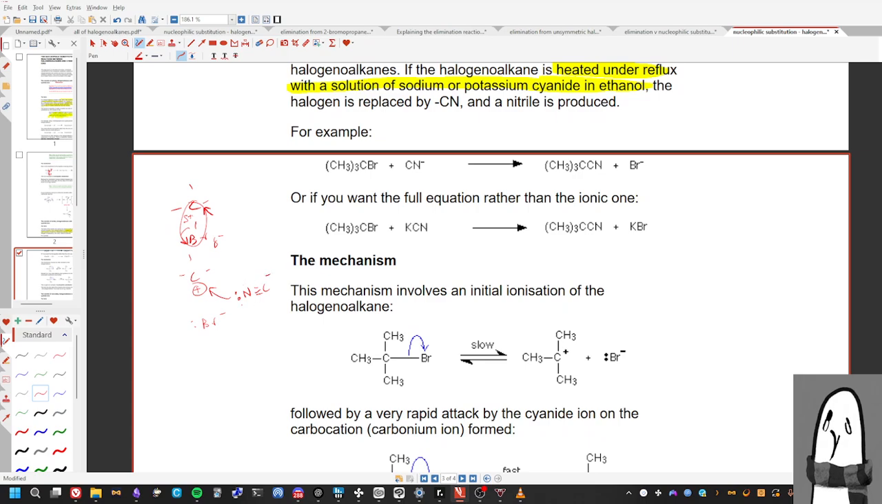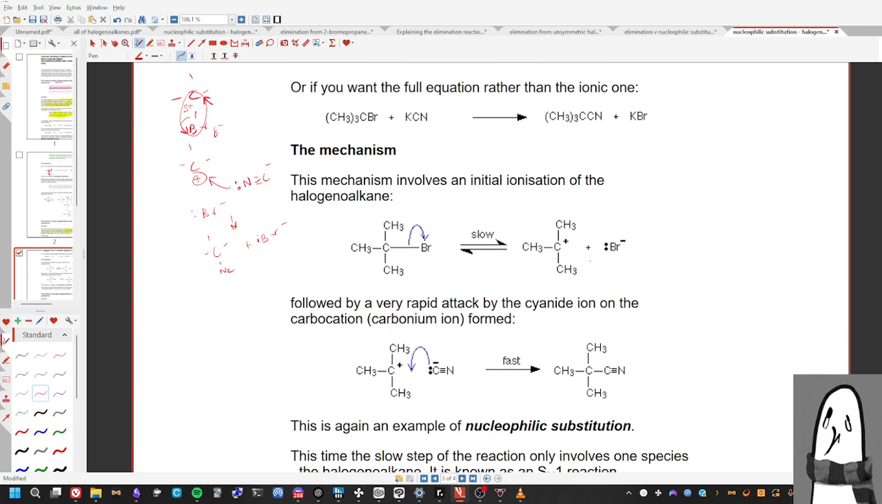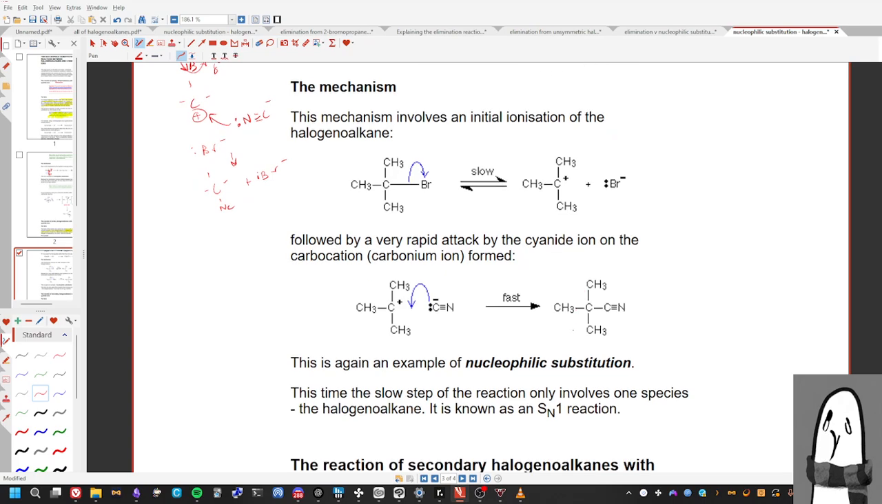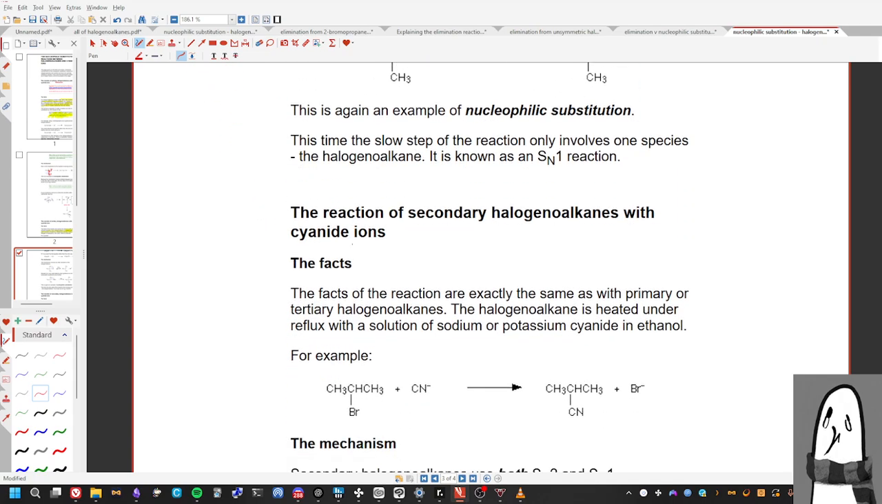I don't think it really matters which way around. Your slow step will be this breaking off, leaving the positive carbon and the negative Br. Then the C of the CN, the one with the negative charge, comes in, and it's fast. So then you form this. Make sure you write down the single bond between the carbons and then a triple bond between the C and the N. Now this is an example of nucleophilic SN1.